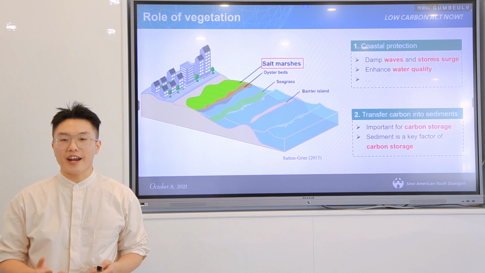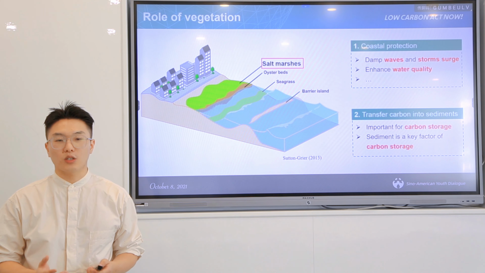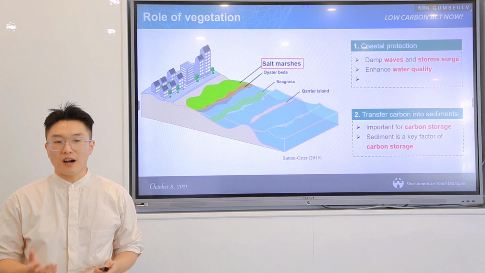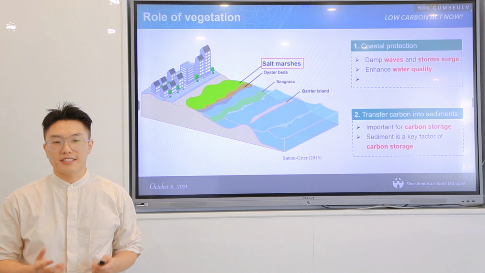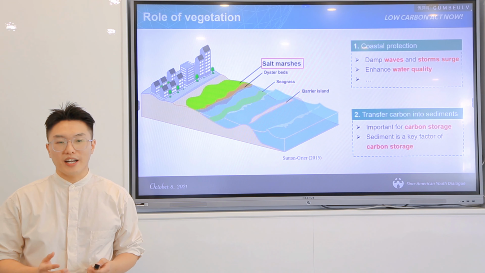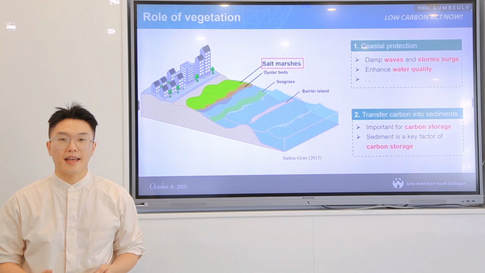Second, coastal vegetation is important for carbon storage. They can transfer carbon into sediments. Actually, the storage rate of salt marsh is much higher than the terrestrial counterparts. In addition, 1 billion tons of carbon dioxide are being released annually from degraded coastal ecosystems.